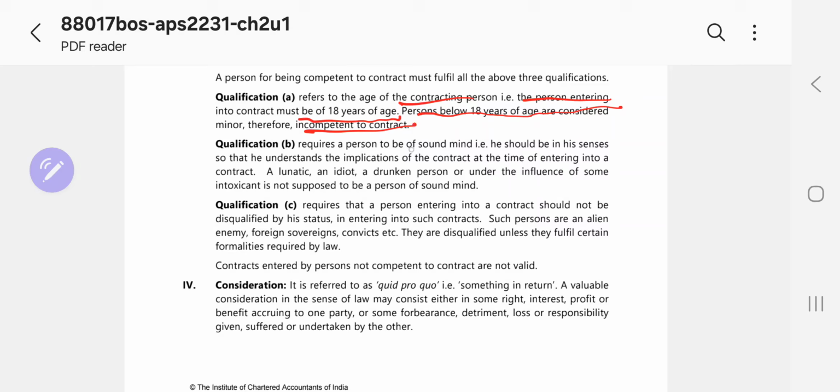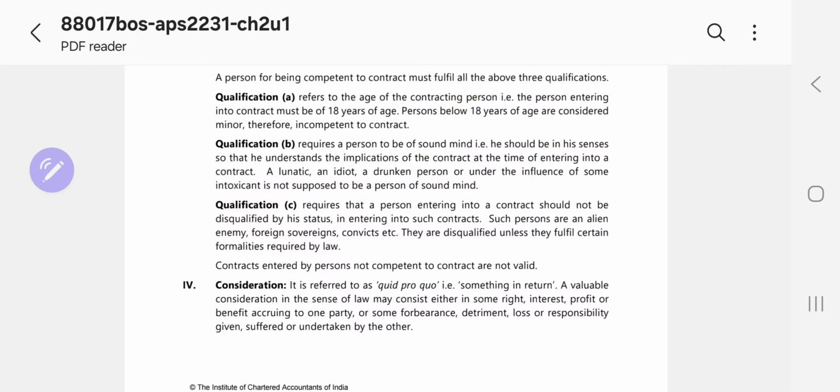Qualification B requires that a person should be of sound mind, that is, he should be in his senses so that he understands the implication of the contract at the time of entering into it. A lunatic or idiot or drunken person, or a person under the influence of intoxicants like drugs, is not supposed to be a person of sound mind.